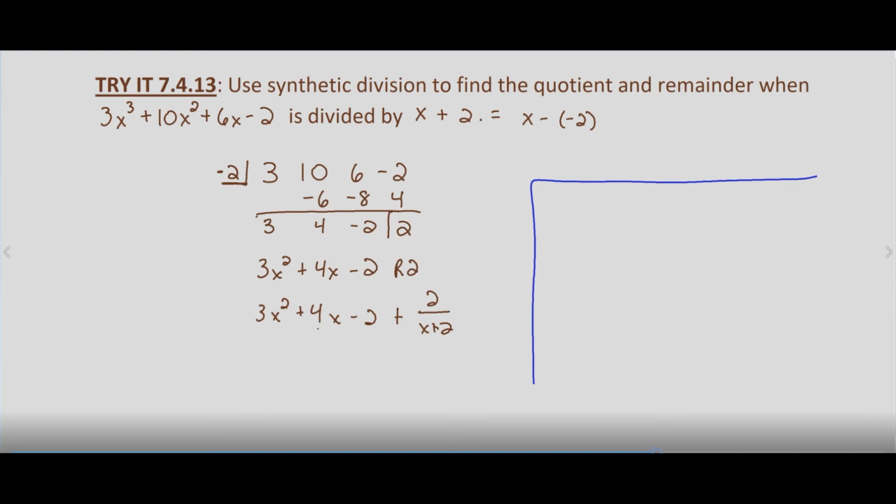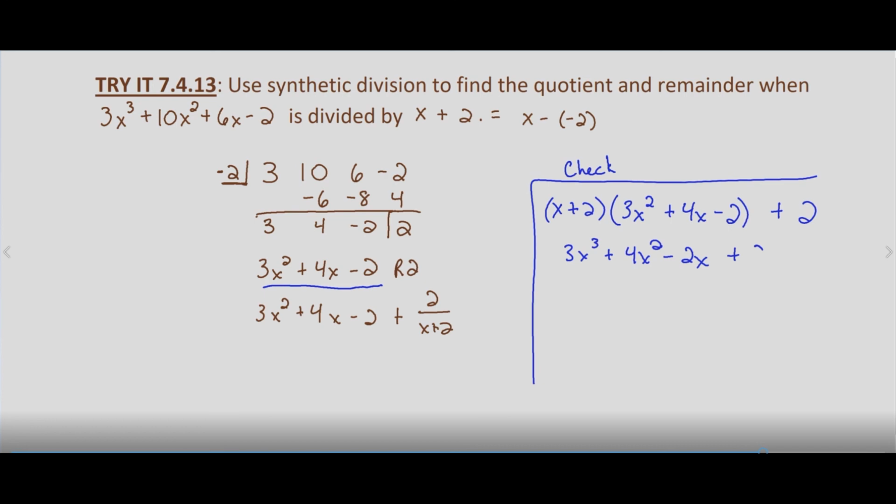So the quotient is our 3x squared plus 4x minus 2. And that times our divisor, which is x plus 2. So x plus 2 times 3x squared plus 4x minus 2. And then we're still adding 2, our remainder. If I distribute that x, that's going to be 3x cubed plus 4x squared minus 2x. We still have the plus 2 over here.